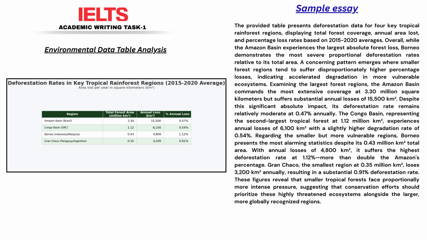The mathematical analysis throughout is exemplary. The writer calculates that Borneo's rate is more than double the Amazon's percentage, showing numerical thinking that goes beyond simple data reporting to create meaningful comparisons.